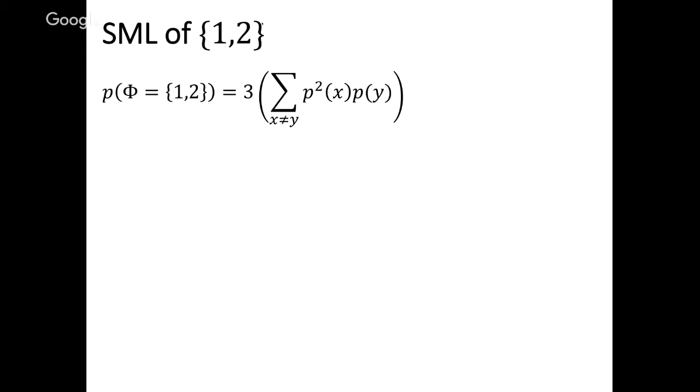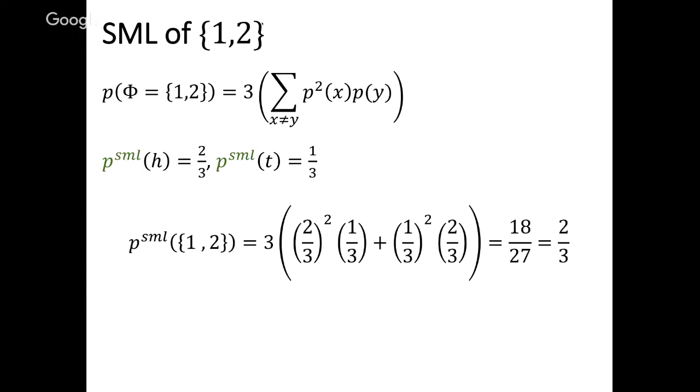Okay, so then we looked at sequence maximum likelihood. Previously we looked at it for the profile 1, 2, or for heads, heads, tails. We saw that the sequence maximum likelihood was 2/3 and 1/3. Now, what is the probability of the profile 1, 2 under this distribution 2/3 and 1/3? If you plug in the expression 3 times summation p_x squared p_y with the values 2/3 and 1/3, you'll end up with 2/3. So the probability of the profile 1, 2 under the sequence maximum likelihood distribution is 2/3.